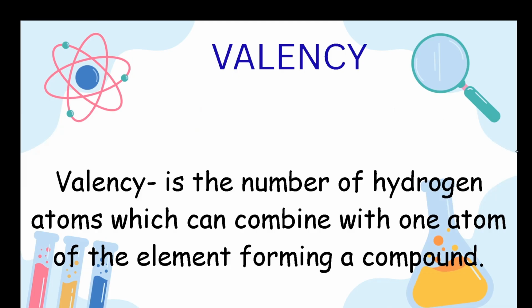So the definition of valency is the number of hydrogen atoms which can combine with one atom of the element forming a compound. So in the example of ammonia, the valency of nitrogen will be how much? Now it's easy to explain. Count the number of hydrogen atoms here. The number of hydrogen atoms is 3. So the valency of nitrogen in ammonia becomes 3.